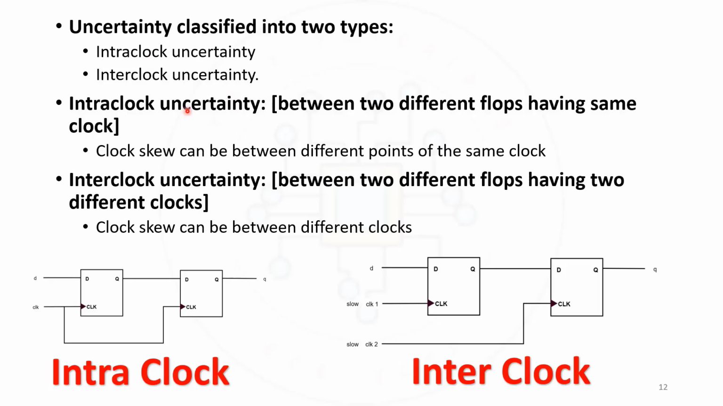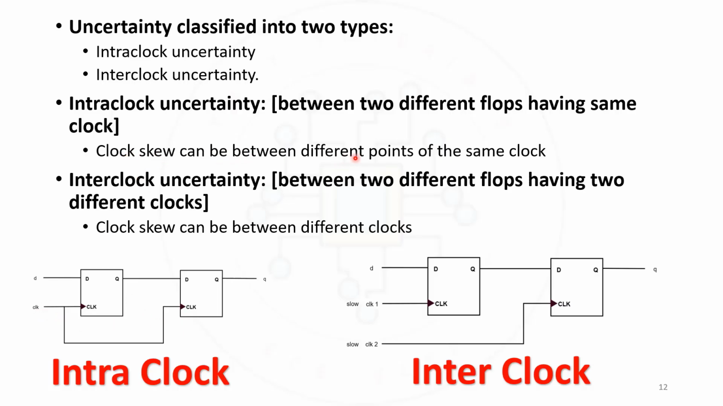Now see, what is intra-clock and inter-clock? As I told you, intra means only one clock will be there, which is given to both launch as well as capture. Whereas inter means two different clocks, one for launch and another for capture. Uncertainty is classified into two types: intra-clock uncertainty and inter-clock uncertainty. Intra-clock uncertainty is between two different flops having the same clock.